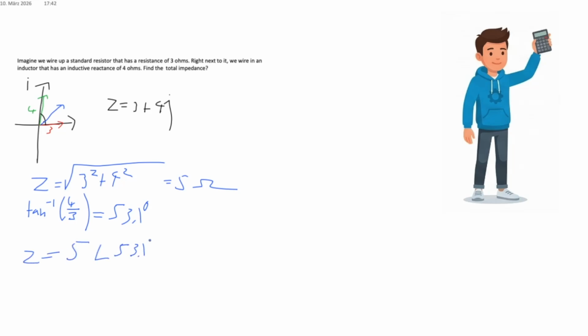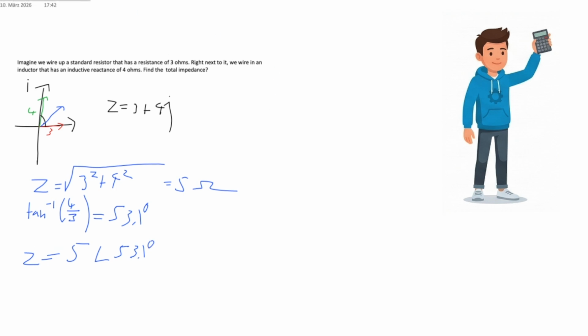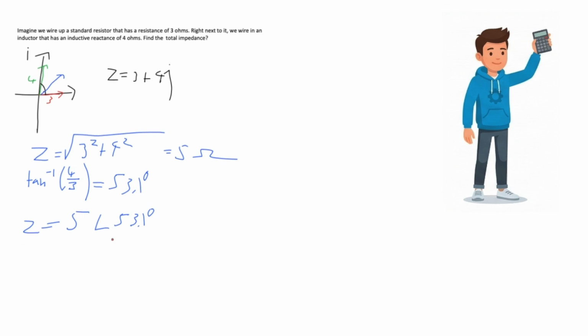What does this actually mean for our circuit? It means if we push a voltage sine wave through these components, the total resistance fighting it is 5 ohms, and the resulting current wave will be forced to lag behind by exactly 53.1 degrees. We used rectangular to build the circuit and polar to see the result.